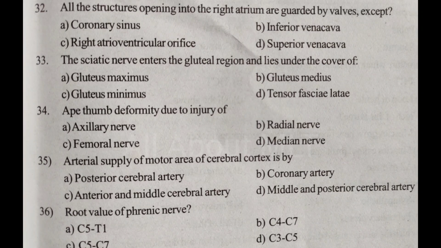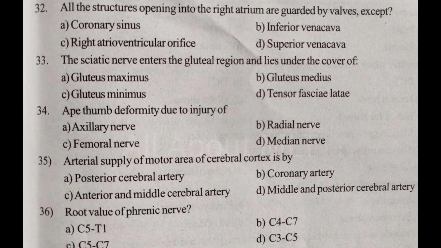The sciatic nerve enters the gluteal region and lies under the cover of option A, gluteus maximus. Option B, gluteus medius. Option C, gluteus minimus. Option D, tensor fasciae latae. Answer is option A, gluteus maximus.